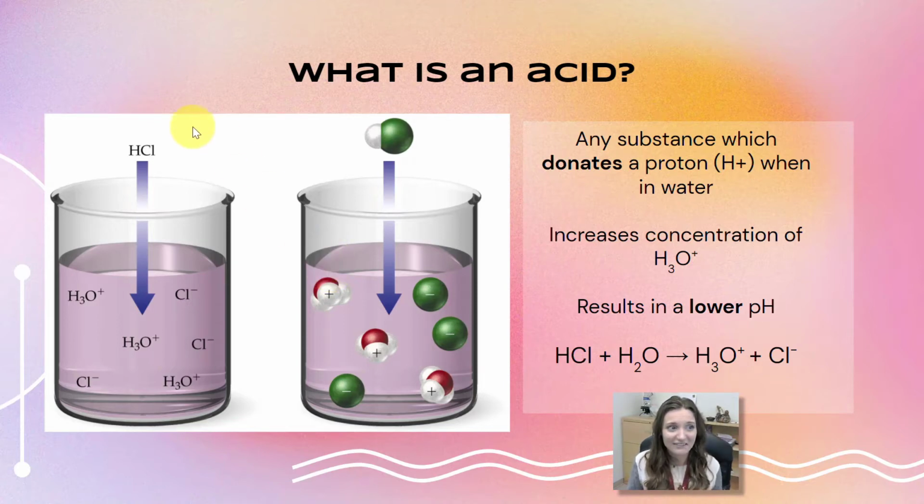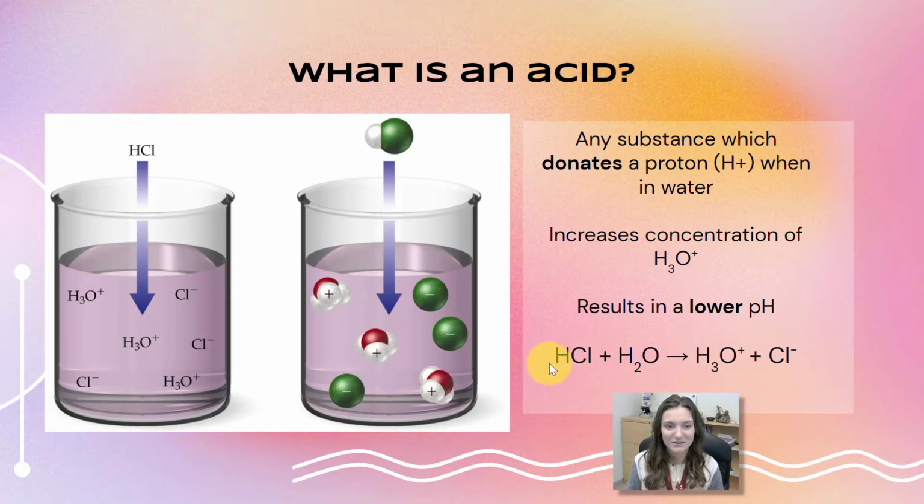So here we have hydrochloric acid. We're going to dissolve it in water. What happens when we dissolve hydrochloric acid in water is that HCl, that hydrogen and that chlorine atom, they break apart. It's an ionic bond that's holding those together. So that ionic bond breaks apart when it's dissolved in water, which results in a chlorine ion floating around. And this hydrogen ion is picked up by water to form hydronium.